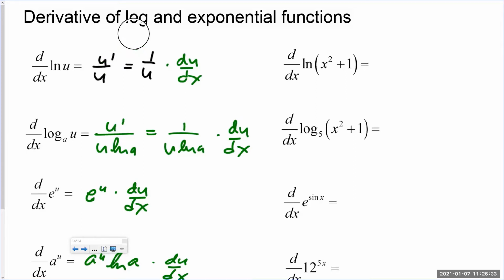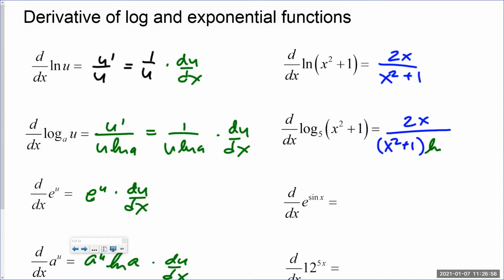Let's go ahead and do some polynomials with this. So if I know this is a formula, what would be the derivative of ln of x squared plus 1? 2x over x squared plus 1. What would be the derivative of log 5 of x squared plus 1? 2x over x squared plus 1, but it has an extra what? ln of a, but what's my a here? 5, beautiful.